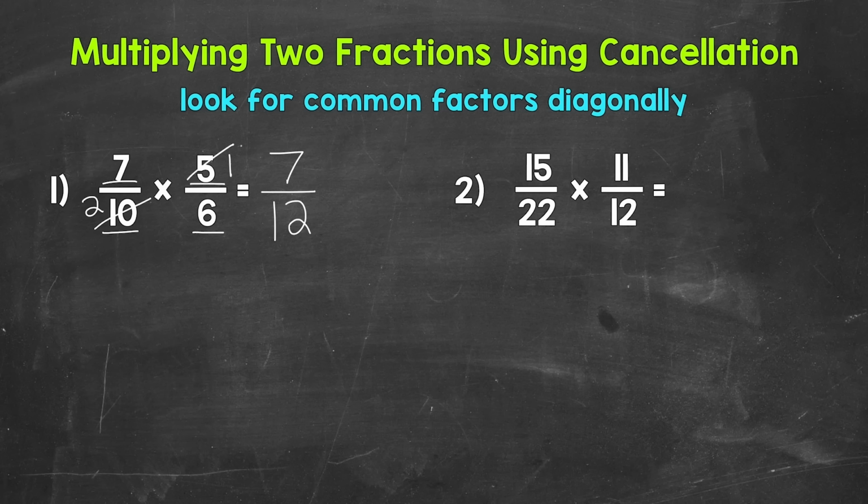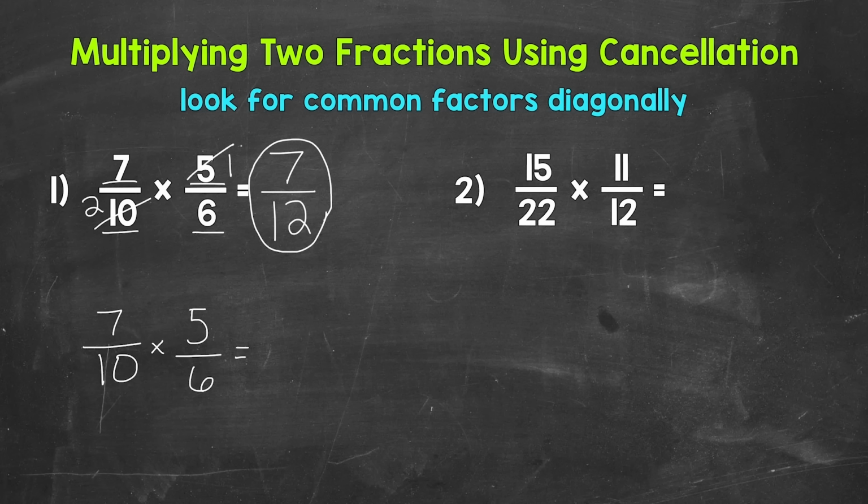7/12 is our final answer, and it is in simplest form. The only common factor between 7 and 12 is 1. So we are done. 7/12. Now let's go through that problem without using cancellation in order to see the difference. So we have 7/10 times 5/6.